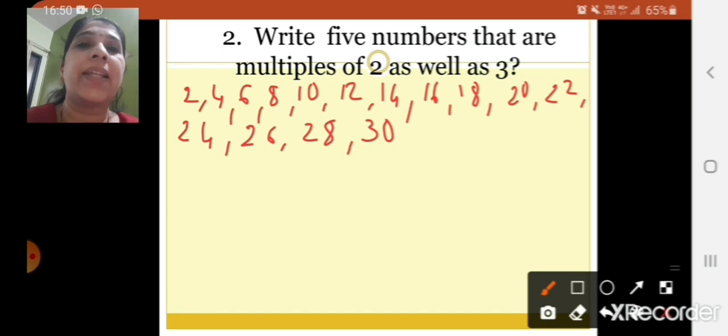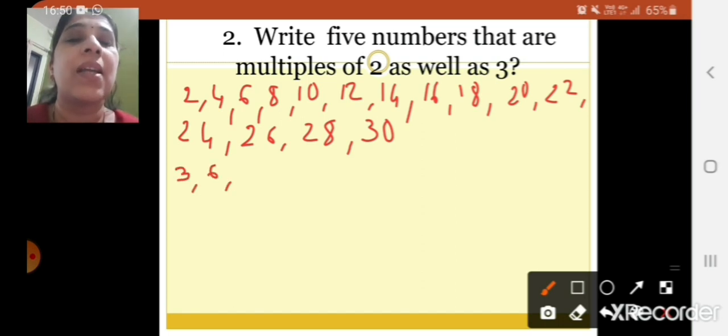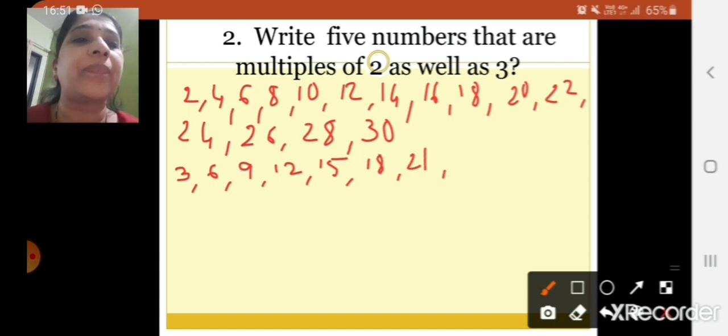Similarly, now we will write the table of 3, right? 3 ones are 3, 3 twos are 6, 3 threes are 9, 3 fours are 12, 3 fives are 15, 3 sixes are 18, 3 sevens are 21, 3 eights are 24, 3 nines are 27, 3 tens are 30, right?